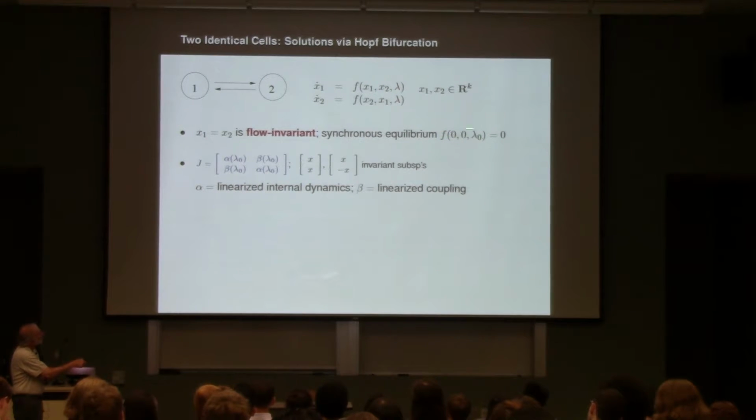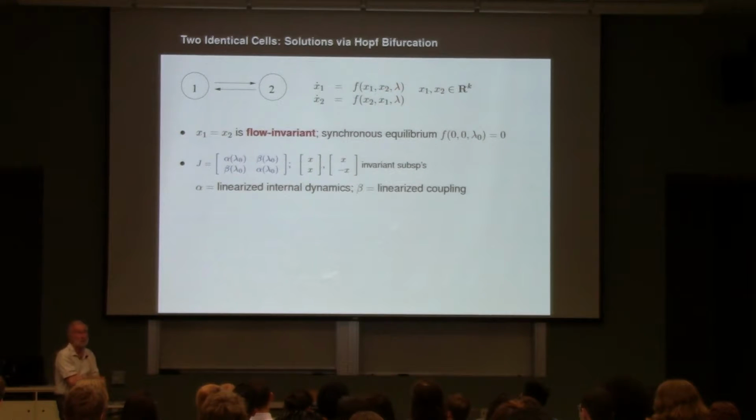So at some lambda naught, f of 0, 0 is 0. Then the Jacobian is going to have the form alpha, beta, beta, alpha, where alpha is the derivative of f with respect to the first set of variables, the linearized internal dynamics. Beta is the linearized coupling, a derivative of f with respect to the second variables. And since you swap the variables, you swap alpha and beta.